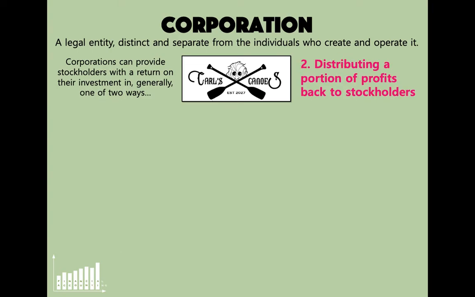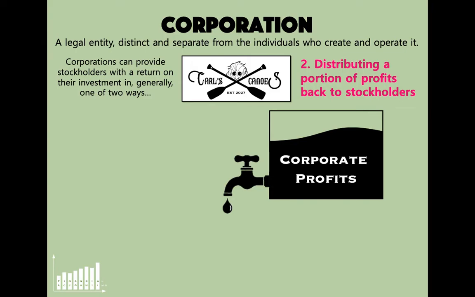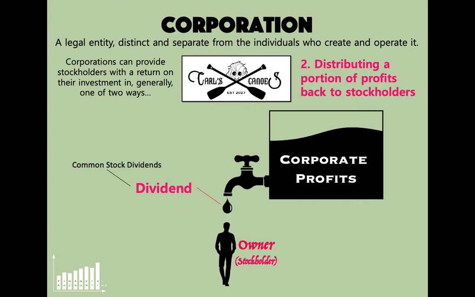The second way that they can do this is by distributing a portion of the profits back to the stockholders. So corporate profits here, owner here, we can give some of that back. Okay. Now, we do this through a mechanism that we call cash dividends. So a dividend is simply a distribution of profits to the owners of the corporation, stockholders. There can be common stock dividends and preferred stock dividends, as we discussed these two types of stock in the last video.